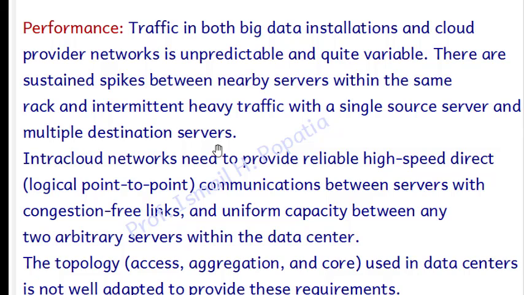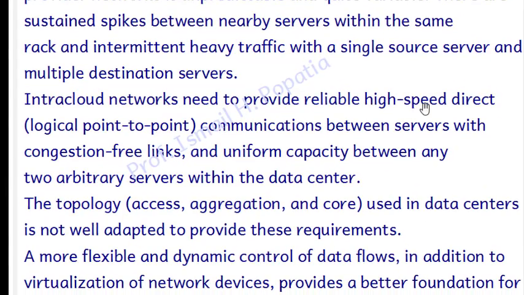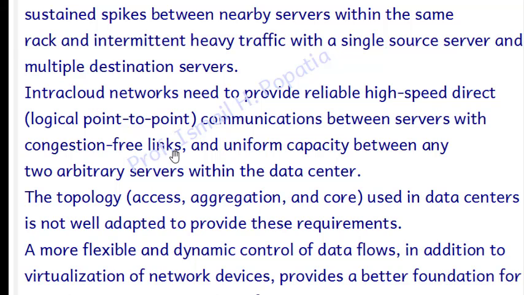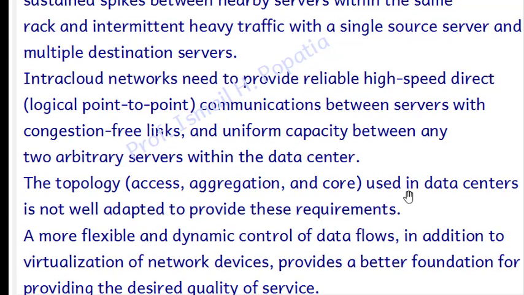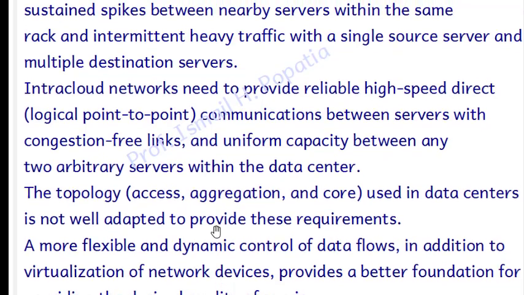So it may happen that in a cloud, one of the servers may be facing very heavy traffic and others may be facing very little traffic. So intra cloud, it needs to provide reliable high speed direct communication between servers with congestion free links and uniform capacity between any two arbitrary servers within the data center. This intra cloud network must ensure the servers have uniform capacity. The topology used in data centers is not well adapted to provide this arrangement, so a more flexible and dynamic control of data flows in addition to virtualization is also required.